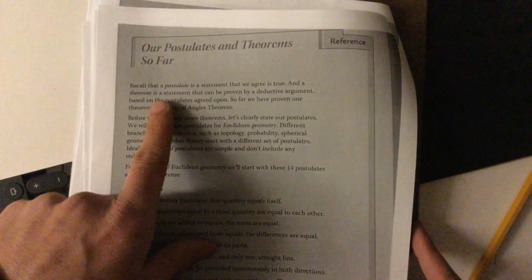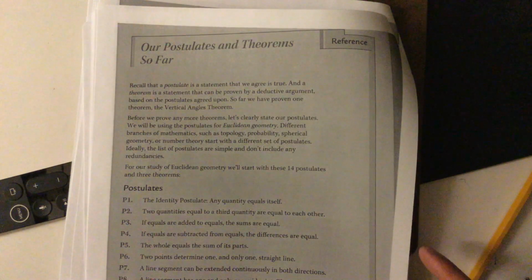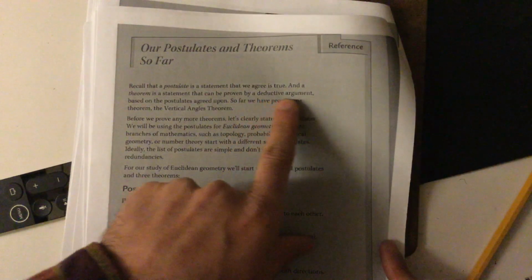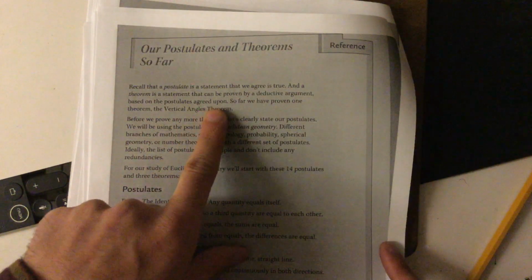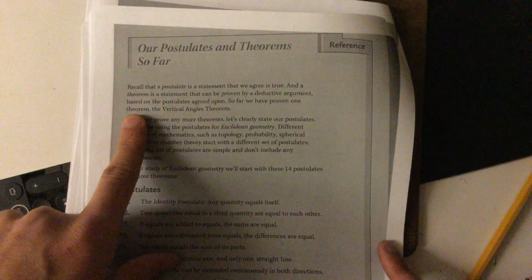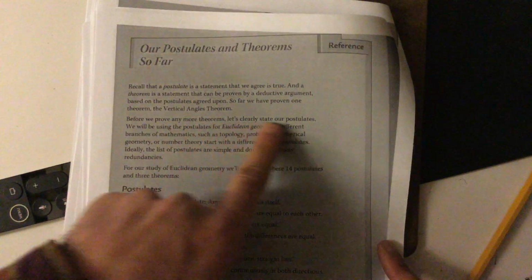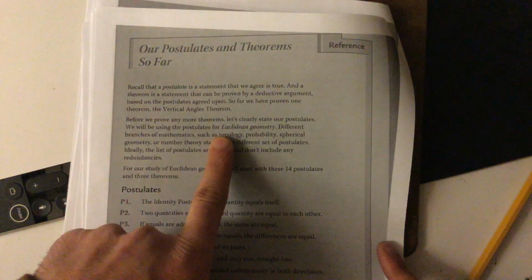So just remember, a postulate is a statement which we agree is true. And a theorem is a statement which can be proven by a deductive argument based on the postulates agreed upon. So far we've proven one theorem, the vertical angles theorem. Before we prove any theorems, let's clearly state our postulates, which we will be using.